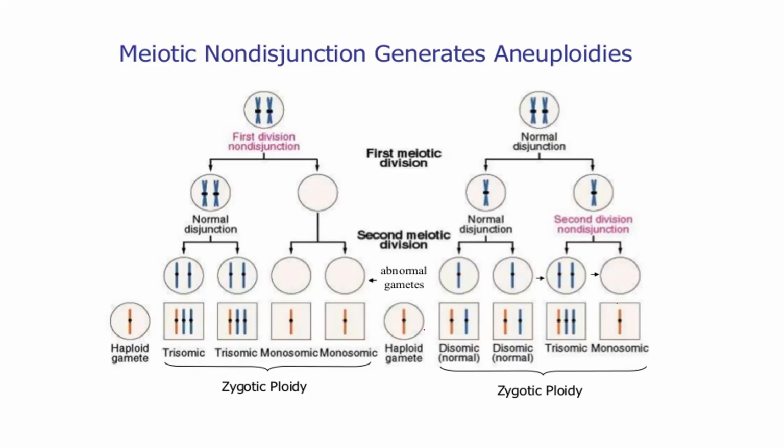So we are getting normal as well as abnormal gametes or progeny if there is a non-disjunction in the second meiotic division. We are getting all abnormal gametes or all abnormal progeny in the first meiotic non-disjunction. Is it clear?